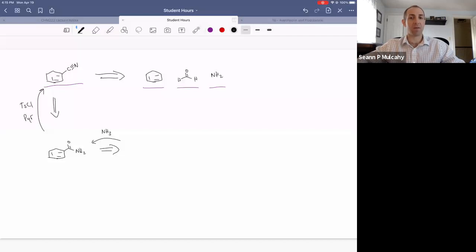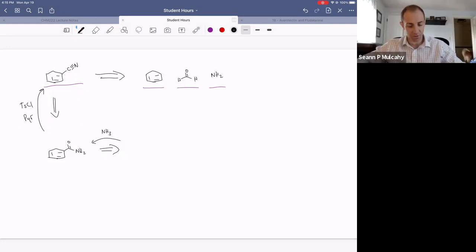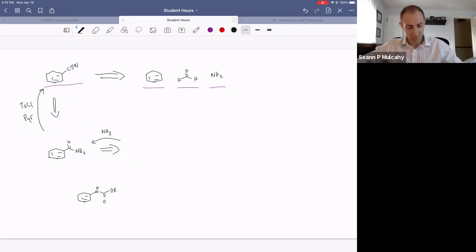I think I can think of two different methods of doing this. Could you do a Hofmann rearrangement? Or no, just kidding. Hofmann wouldn't give you the correct substitution. Right? Hofmann would give you something that looks like this, right? You want something that looks like this, right? So what bond do you need to form? You need to form this bond, right? If you're using ammonia, you need to make that bond. Well, what is that bond? That's an amide bond. How do you make amides?